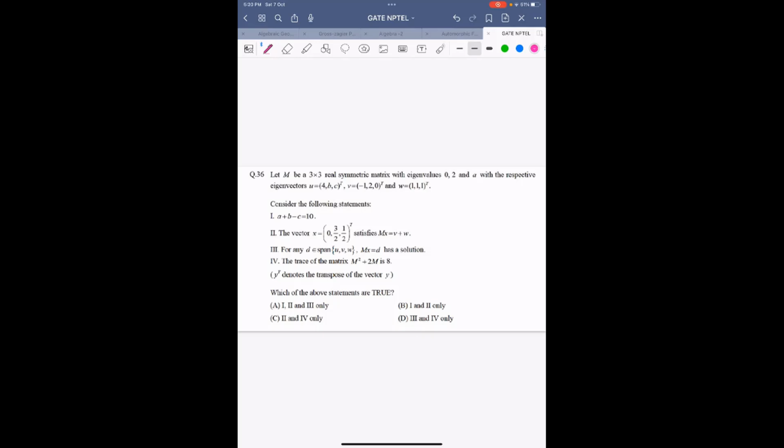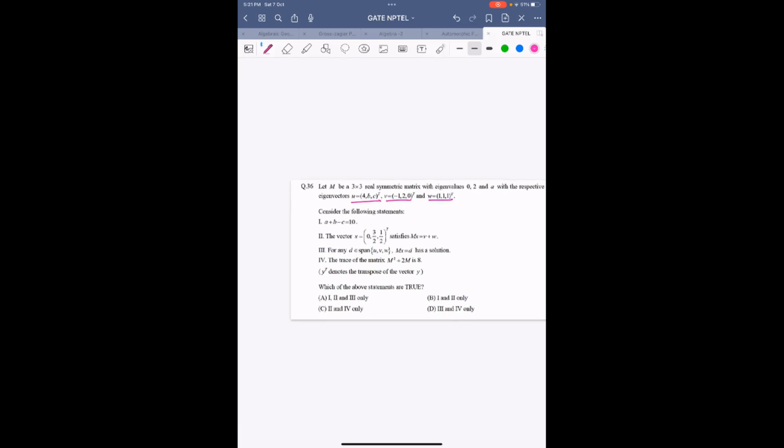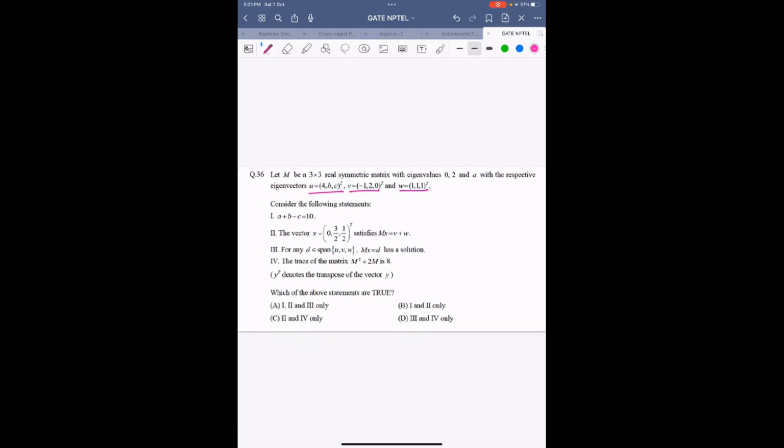Hi all, so this is question number 36 from GATE 2019. The question is from linear algebra and it says that M is a 3 cross 3 real symmetric matrix with eigenvalues 0, 2 and A, with respective eigenvectors u = (4, b, c) transpose, and similarly v and w are eigenvectors. And then it gives us 4 statements and asks us to check which of these statements are true. So let's solve this question.